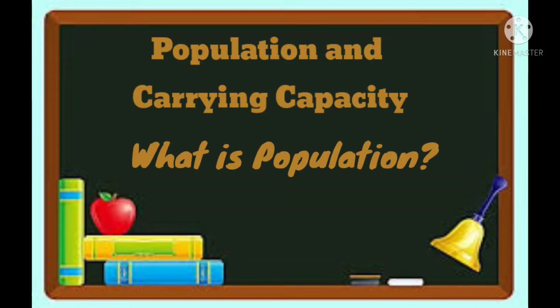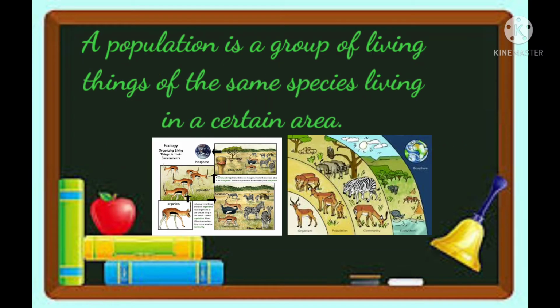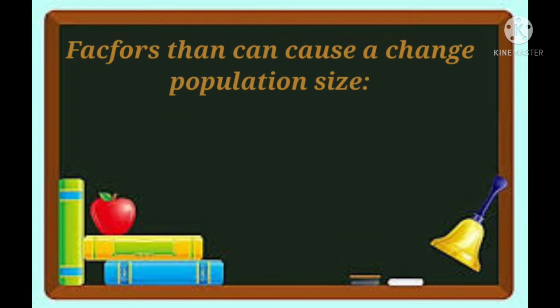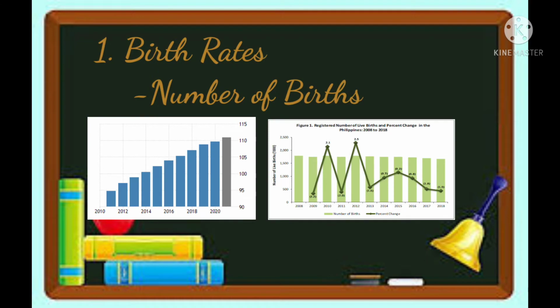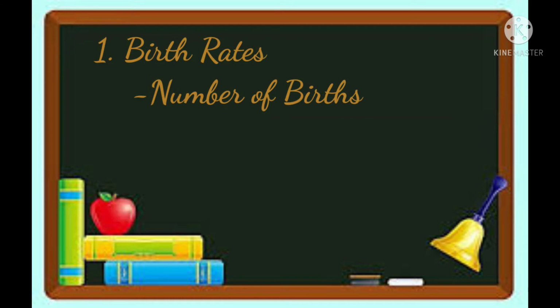What is population? A population is a group of living things of the same species living in a certain area. These are the factors that can cause a change in population size. Number 1. Birth rate. It refers to the number of births.